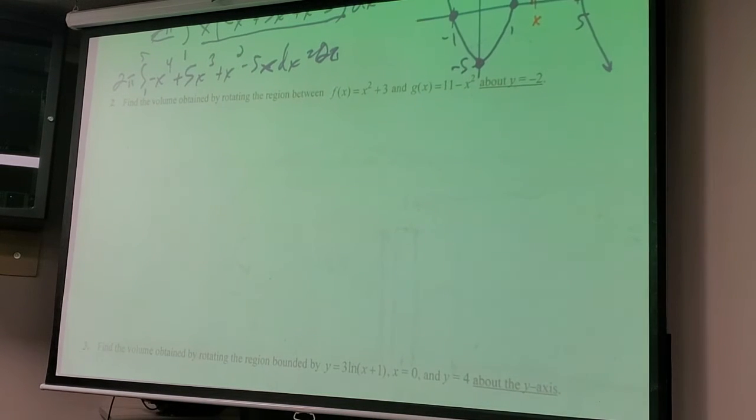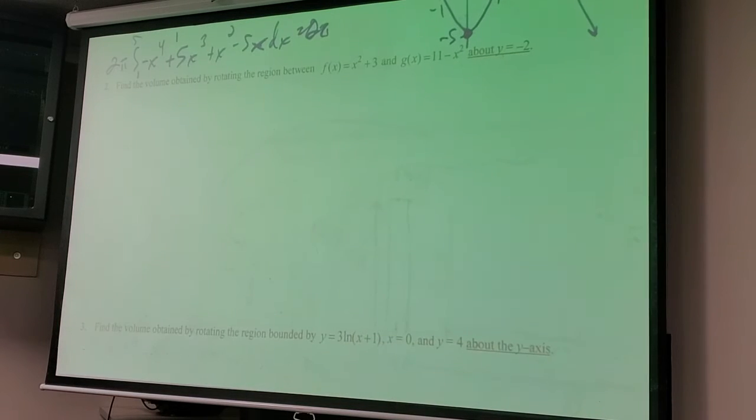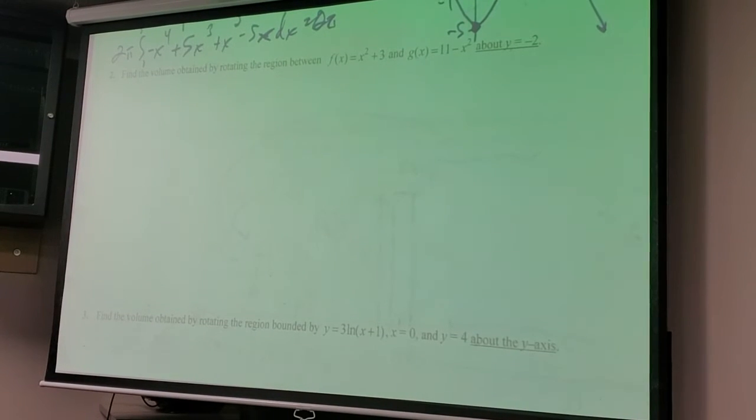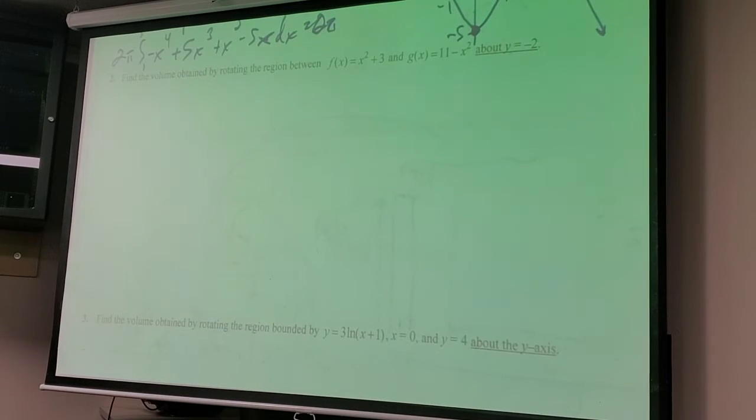Number 2, let's all agree on a method, and then I'm going to let you guys do this one on your own, basically. To figure out the method, what's the most important thing to look at? The very first thing I look at to determine whether it's integral dy or integral dx is what my axis of rotation is. It is y equals -2, which is parallel to the x-axis. So if I wanted to do discs, it would be integral dx. Shells would have to be dy.